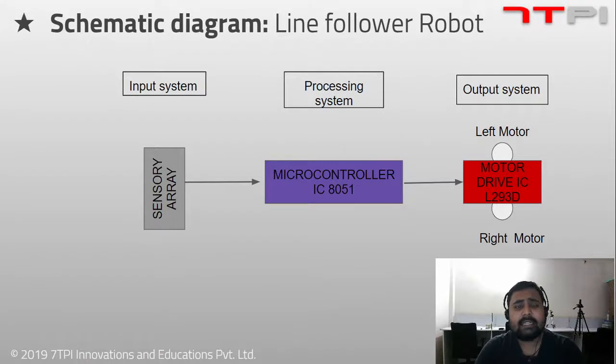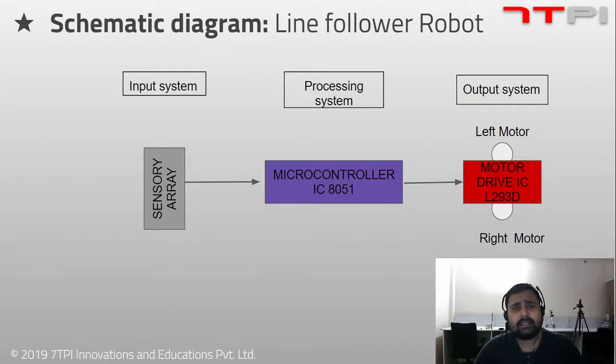Now we can see a schematic for a robot. To be more specific, we can see one for a line follower robot. So what is actually involved? There is an input system, then there is a processing system, and there is an output system. You can see it there on the screen. In the input system we can put a sensor array. So in our case our sensor is the IR sensor. Now for the processing system we are using a microcontroller.